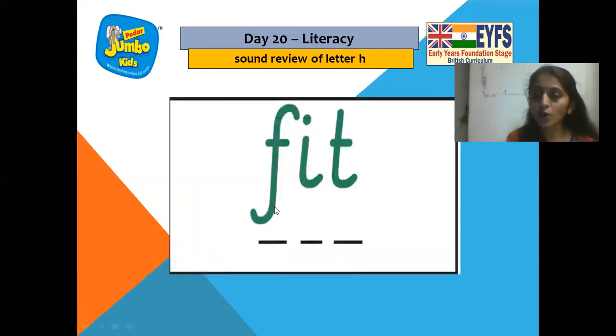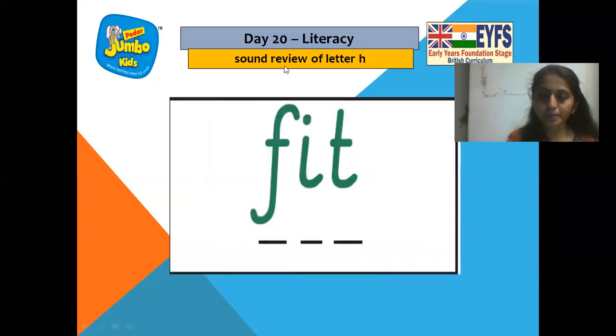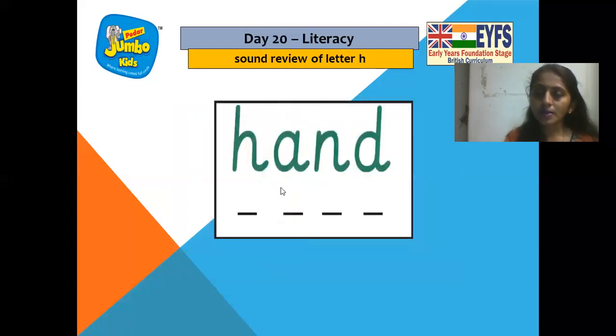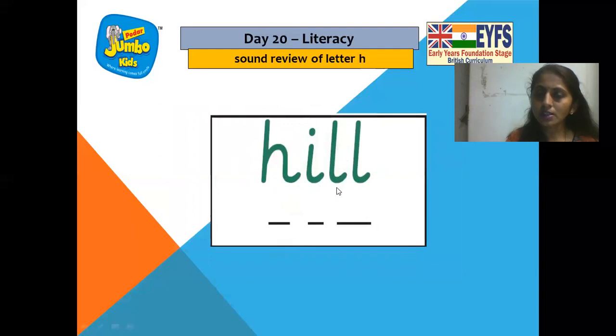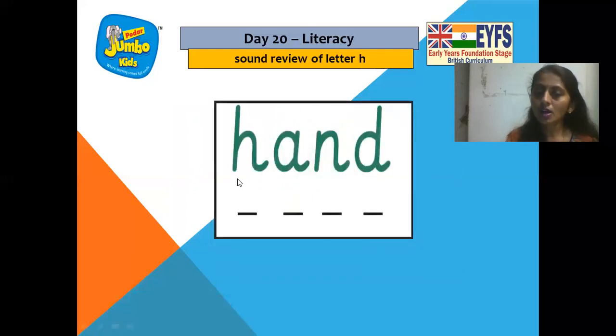The next word is of 3 letters. That means there are 3 sounds. So let's begin. Let's do it once again. F, i, t, fit. That's right. The next word is yes. H, i, l, hill. H, i, l, hill. That's right. Next one is h, a, n, d, hand.